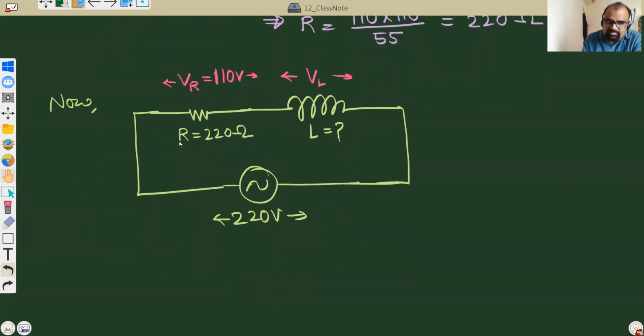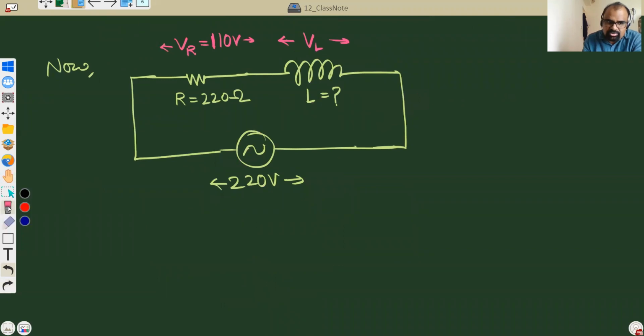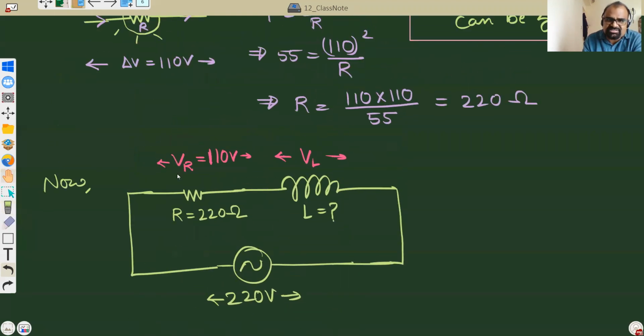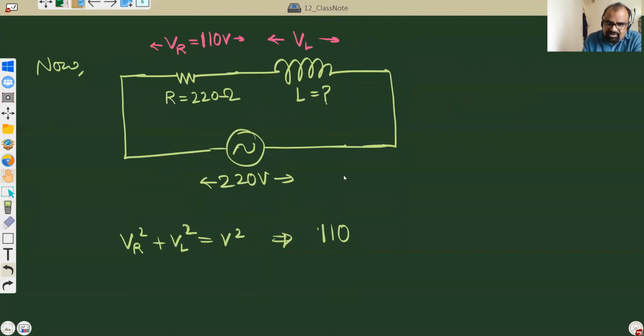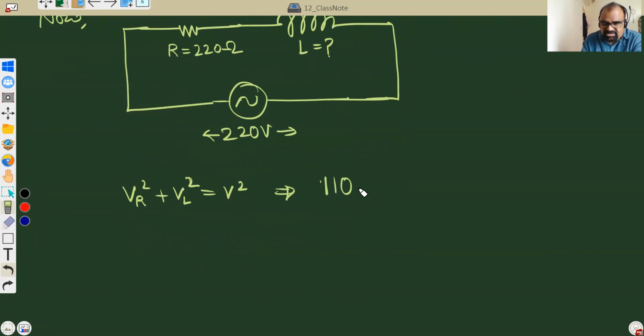Now you know what to do. You can say that VR square plus VL square is equal to V square. Isn't it? Now VR is 110 volts. Actually, there was no need of finding resistance. This was wastage of effort. Now I'm realizing that this was wastage of effort.